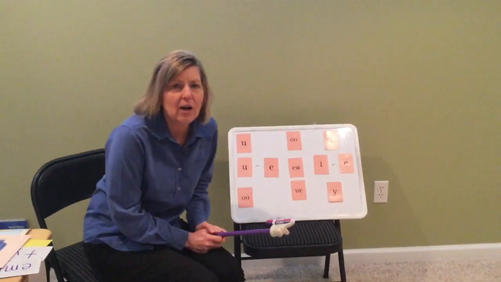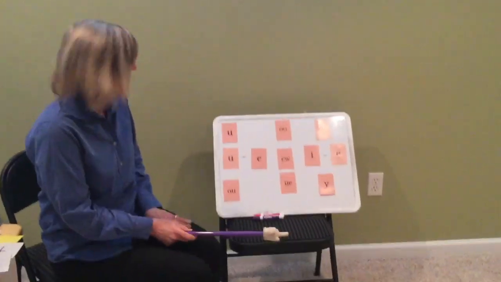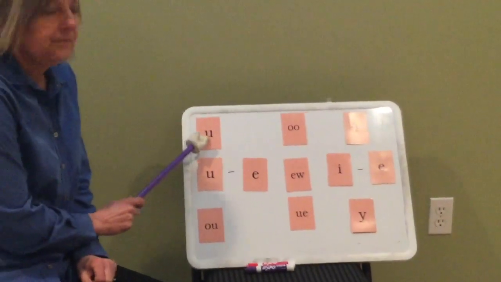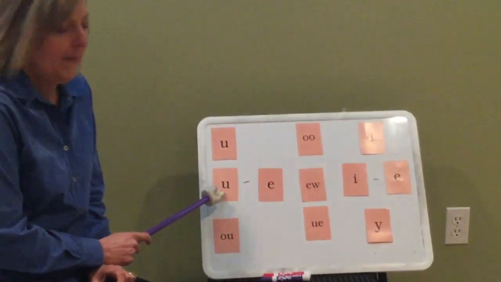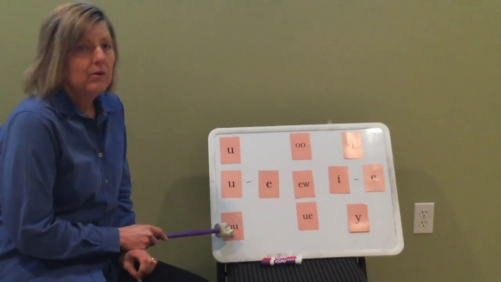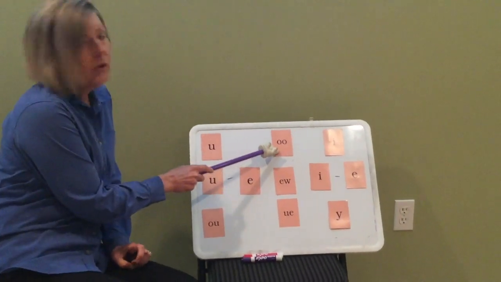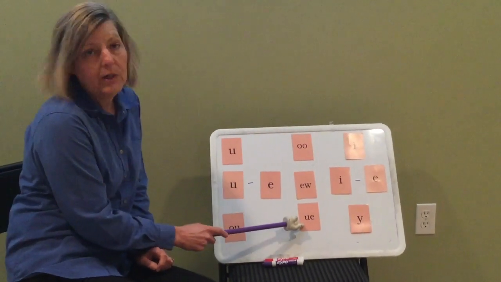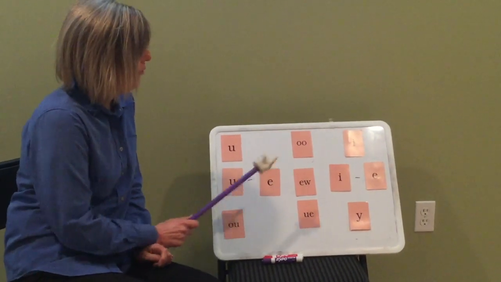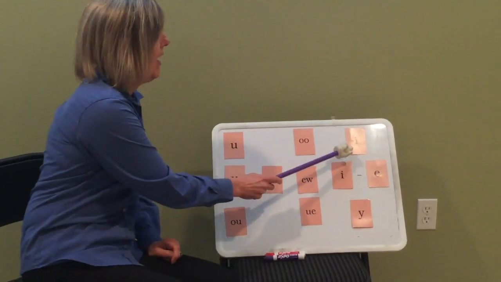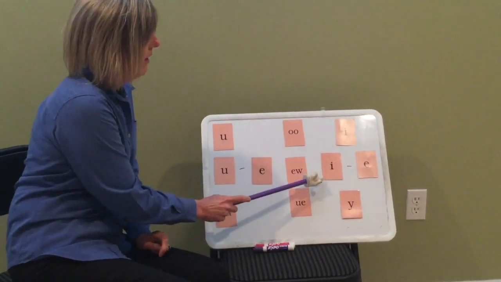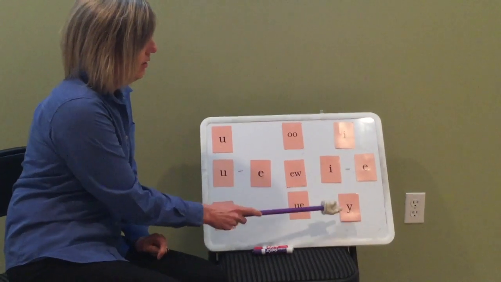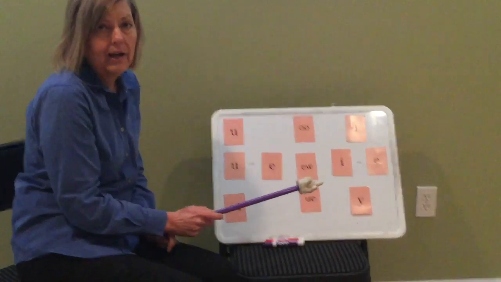We're going to start by doing our review sounds, so just echo me, please. We have U flew oo, U rule oo, OU soup oo, OO school oo, EW chew oo, UE blue oo. Okay, for the long I sounds, we have I high, I pine I, Y cry I.